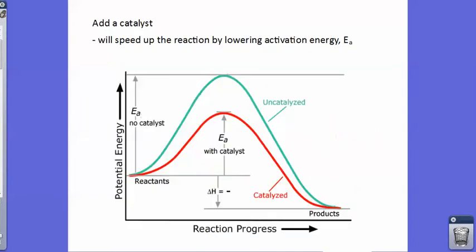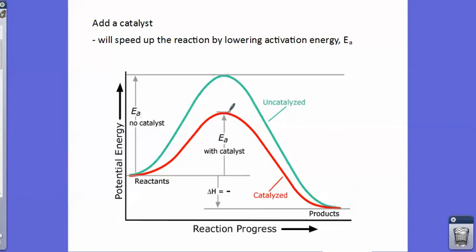Another thing we can do, we can add a catalyst. This is going to speed up the reaction by lowering the activation energy. If a collision takes place of two different particles, with the catalyst present we're more likely to have the reaction occur because we're lowering the hill, or lowering the activation energy required. So the activation energy with the catalyst is significantly lower than with no catalyst.